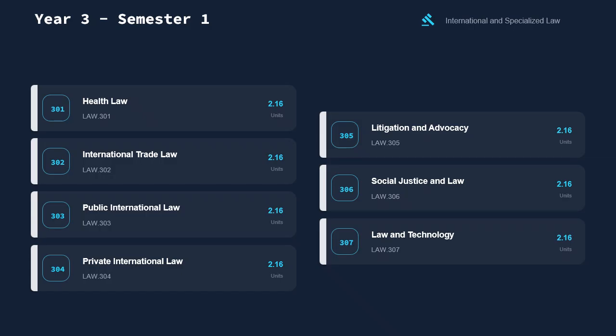Contractual choice of law is generally upheld unless contrary to public policy. Practical application, lawyers advise on choice of law implications for transactions. They argue for favorable law application in litigation. Students analyze choice of law clauses. They also study mandatory rules that override party choice.